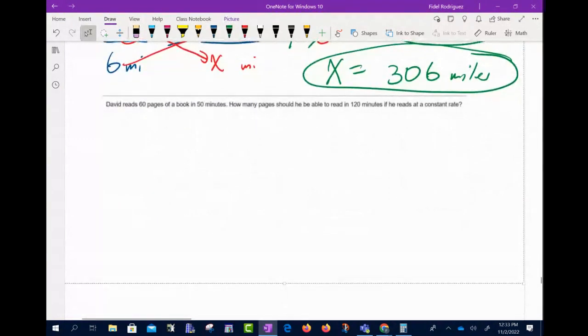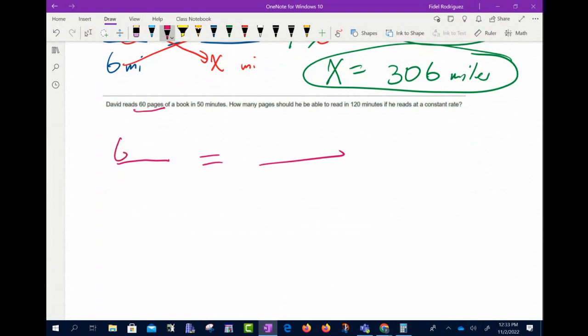And it says, David reads 60 pages of a book in 50 minutes. How many pages should he be able to read in 120 minutes if he reads at a constant rate? Again, what I would tell my students, look, y'all, we're dealing with the proportions. So 1 fraction equals another one. Okay.